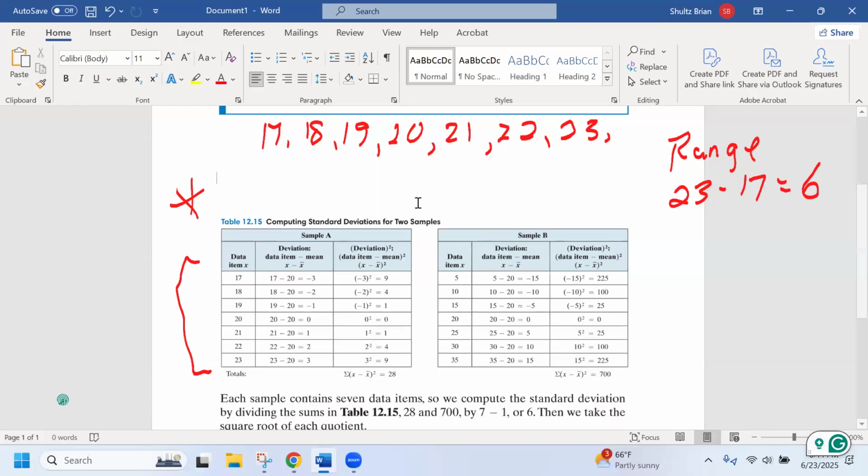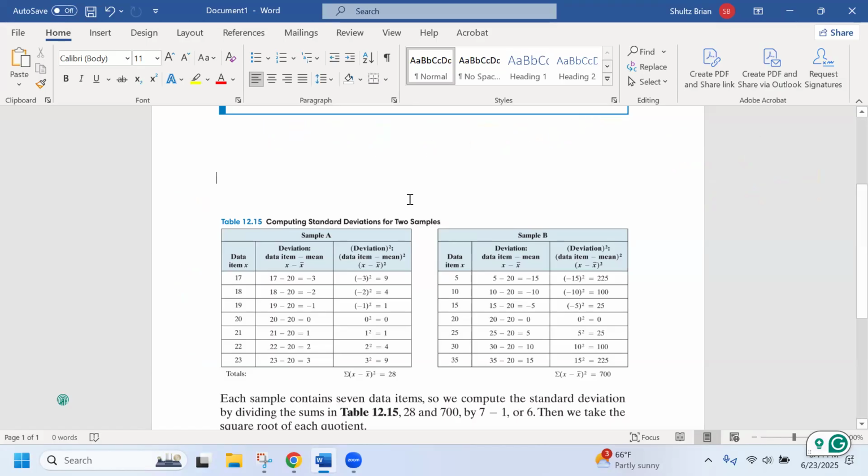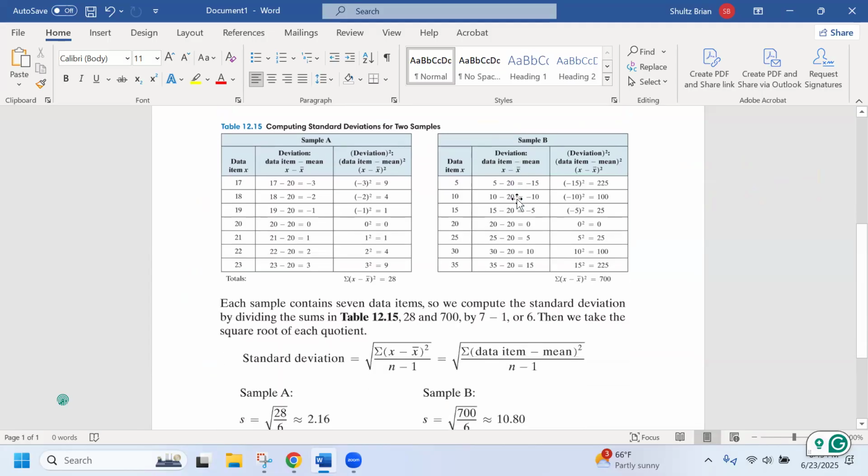Okay, I want to focus on the next stuff. If you have not started 12.3, you're going to be glad that you didn't, because this is a heck of a lot easier than what you're seeing here. We're going to compute the standard deviation for 2 samples. This sample over here, 17 through 23, and this sample over here, 5 through 35, counting up by 5s: 5, 10, 15, 20, 25, 30, 35. We're going to find the standard deviation of those 2 samples.